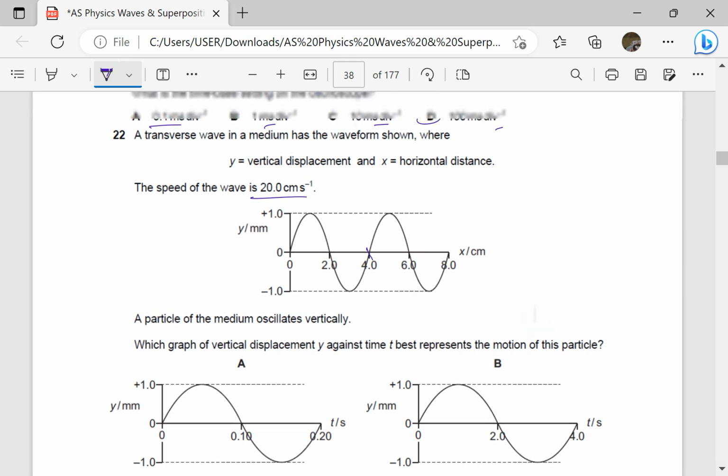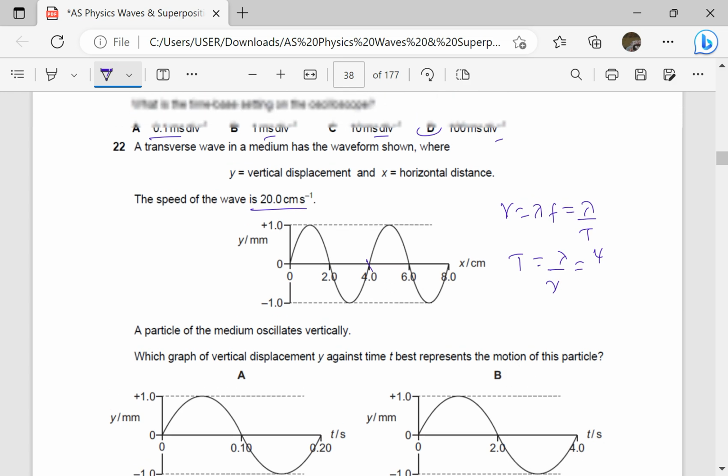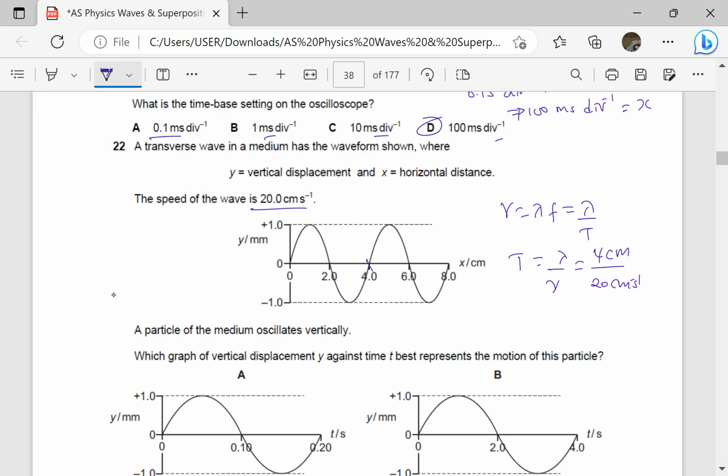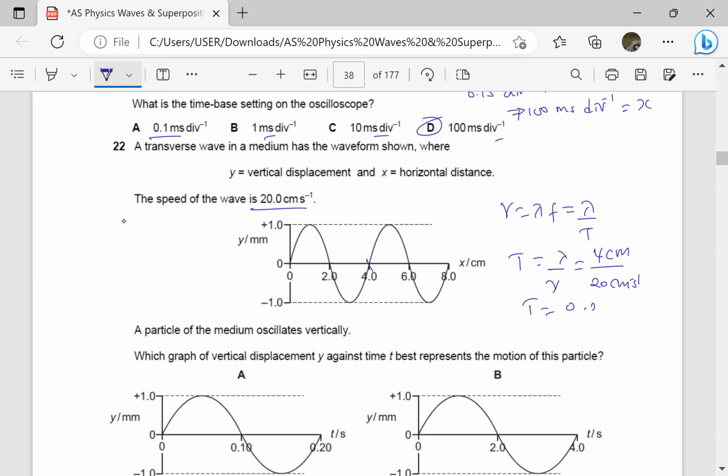we could find the period. Let's find the period. So v is equal to lambda f, which is equal to lambda over T. So it means the period is going to be lambda divided by v. The wavelength is given as 4 centimeters and the speed is 20 centimeters per second. That means the answer is 4 divided by 20, which is 0.2 seconds. So the period is 0.2 seconds.